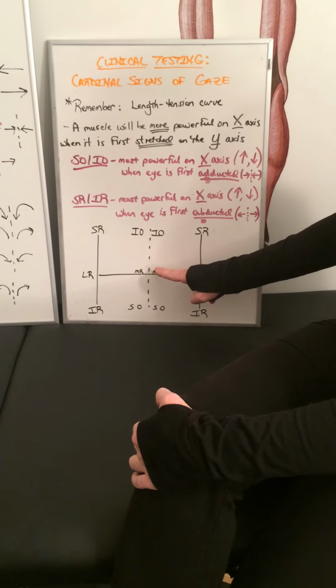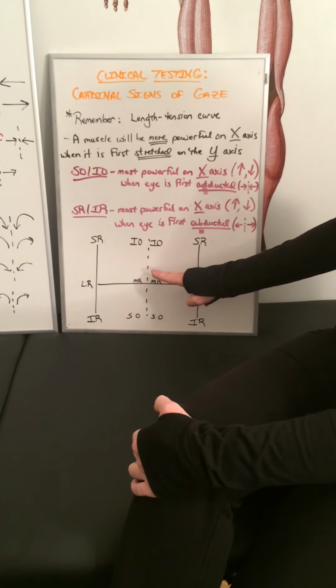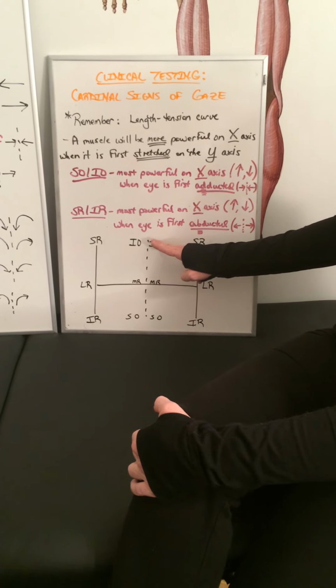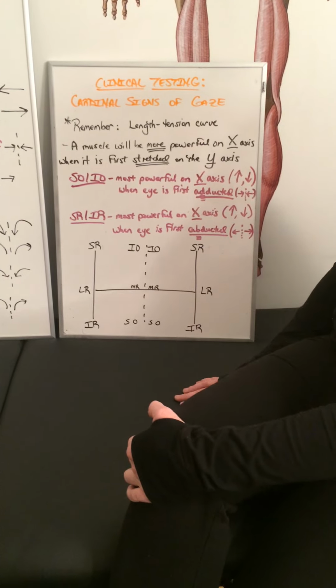So now the superior rectus and inferior rectus are already too busy adducting the eye, so your primary elevator is going to be inferior oblique. Your primary depressor is going to be superior oblique. So let's demonstrate that on Kento.